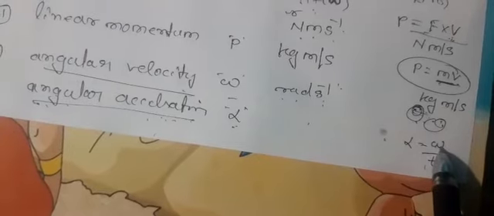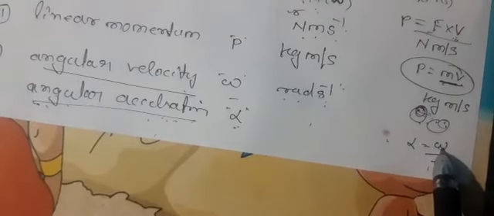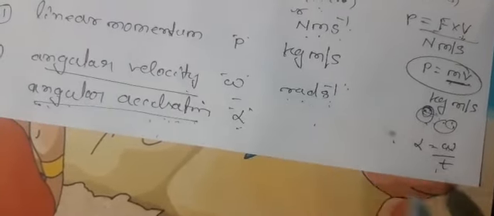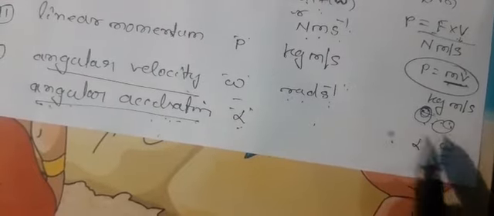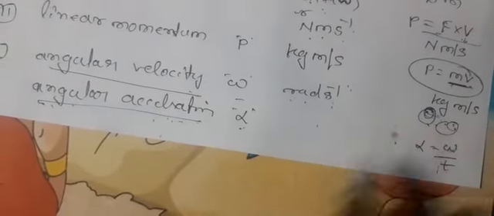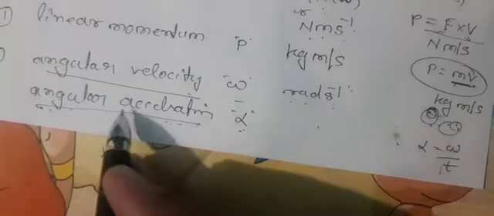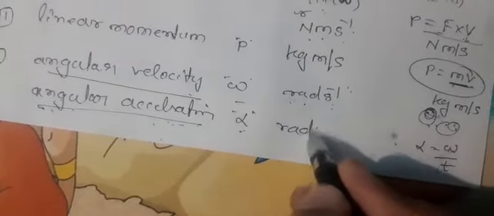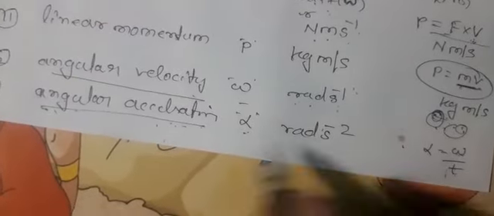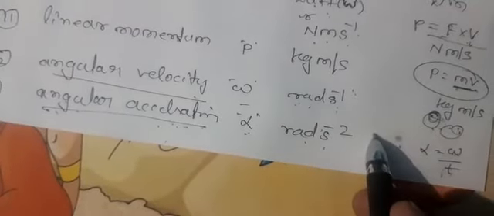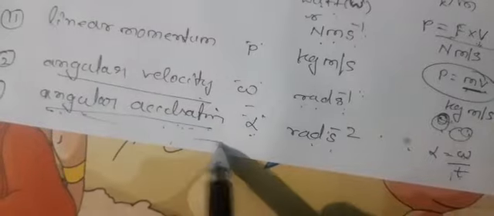The unit of angular velocity is radian second inverse, and time is second. So the SI unit of angular acceleration is radian second inverse square. That is one of the derived quantities. And the next one, the 14th one, is angular momentum.